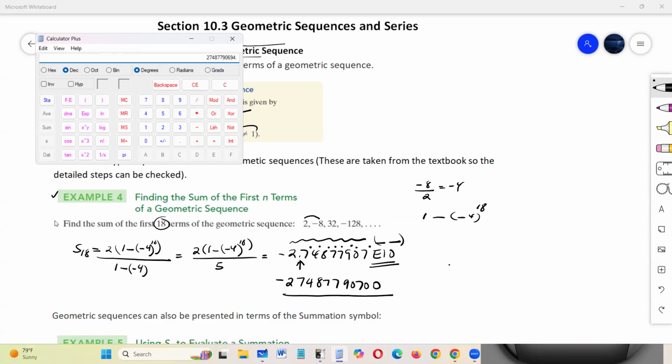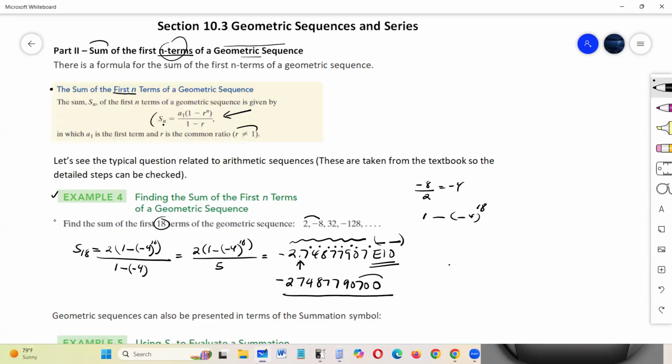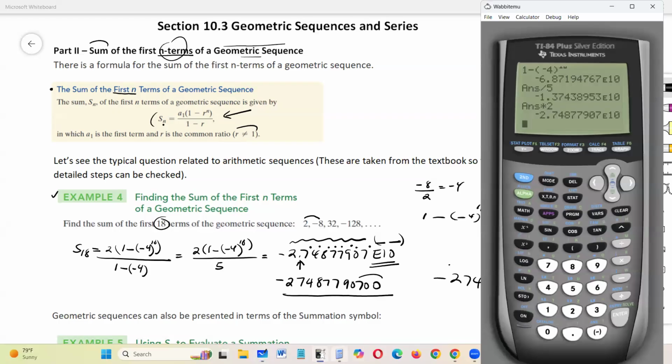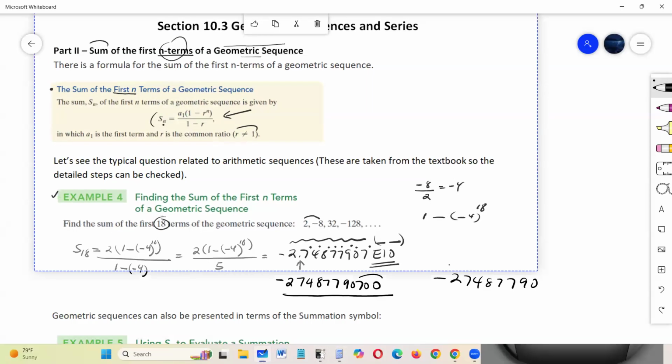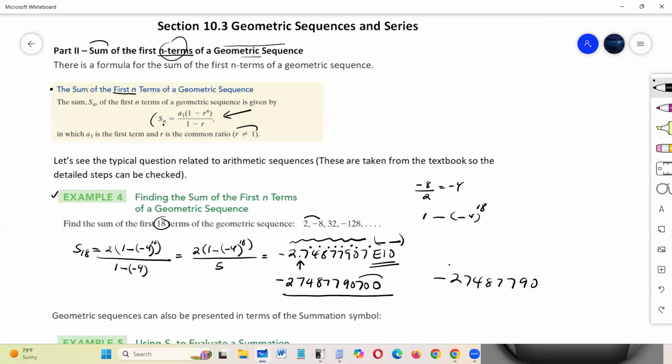So look what the answer is compared to the one that the TI-84 gave me. So 27, 48, 7790, and then my 694. So the correct answer is minus 274, 87790. Where is it? The other one, 694. So you have to be very careful.